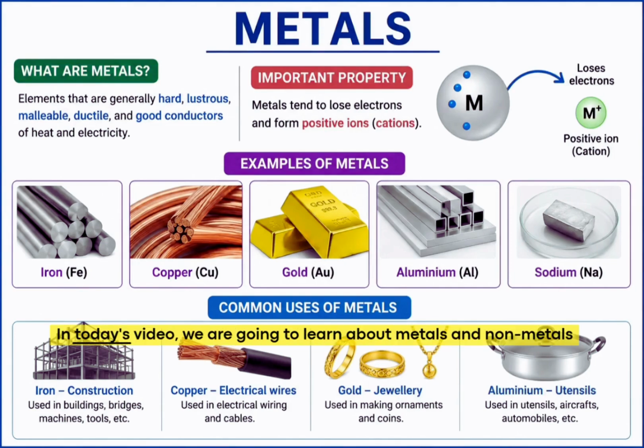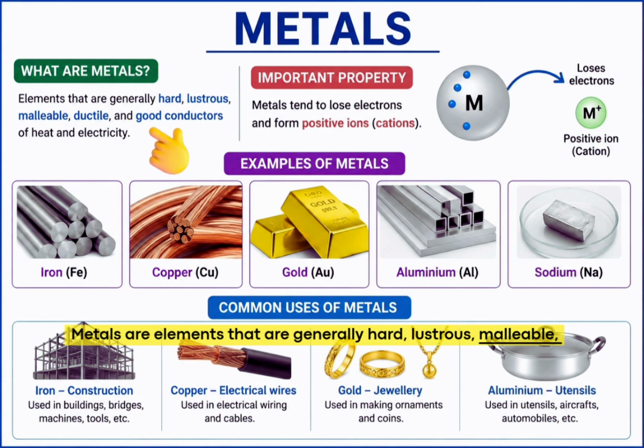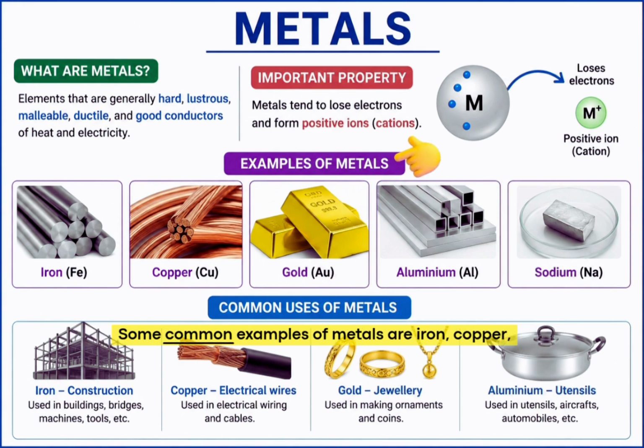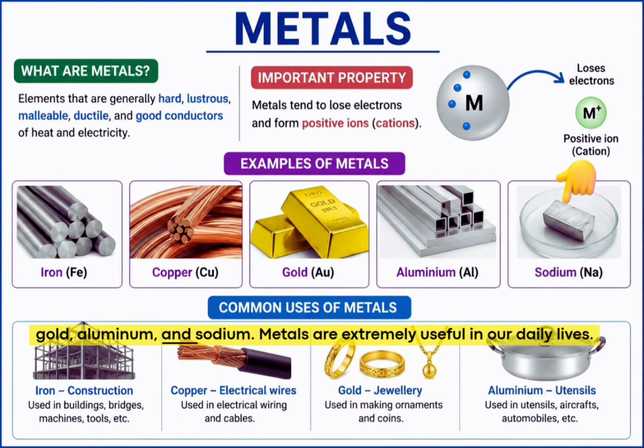Welcome everyone. In today's video, we are going to learn about metals and non-metals in a simple and interesting way. Let us begin with metals. Metals are elements that are generally hard, lustrous, malleable, ductile, and good conductors of heat and electricity. Most metals lose electrons and form positive ions called cations. Some common examples of metals are iron, copper, gold, aluminium, and sodium.